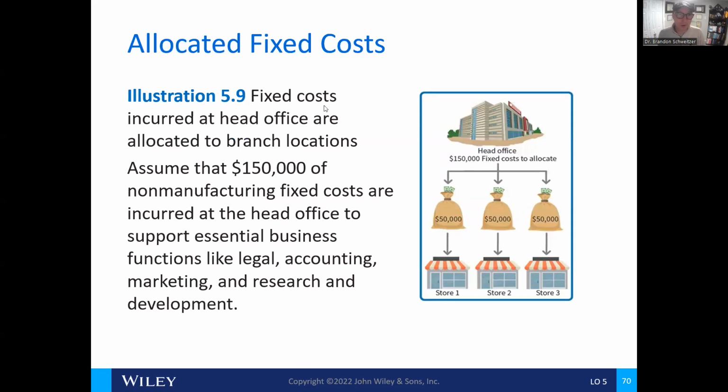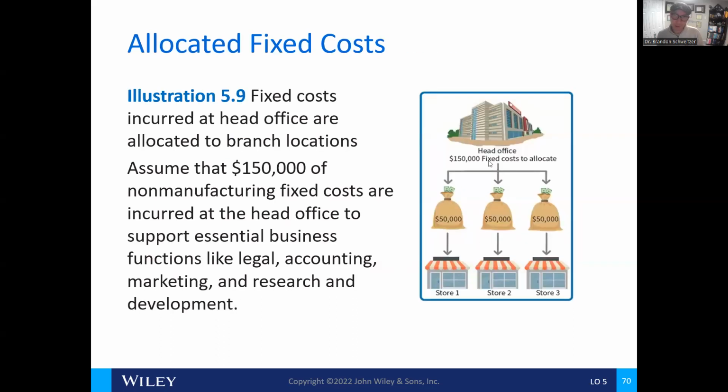Allocated fixed costs are costs that are incurred at the head office and are allocated to the branch offices. Allocated fixed costs. Let's assume that there is $150,000 of non-manufacturing fixed costs incurred at the head office to support business essentials like the legal department, accounting department, marketing, and research and development.